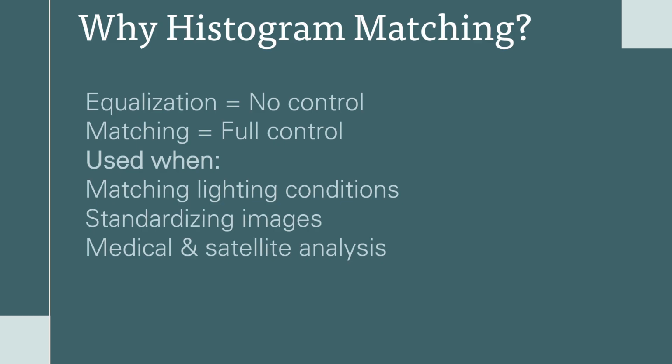Now we will understand why we require histogram matching. Histogram equalization improves the contrast, but it does not give us control over how the output image should look. Histogram matching solves this problem by allowing us to define the desired histogram, and it is useful when we want consistency across multiple images or when we want a specific visual style.